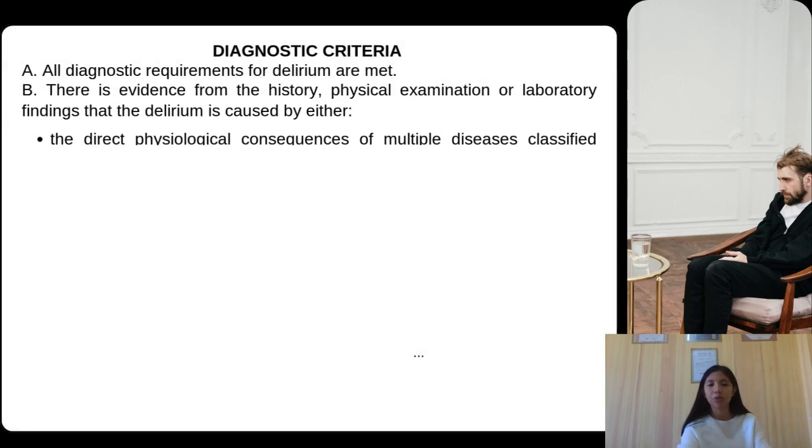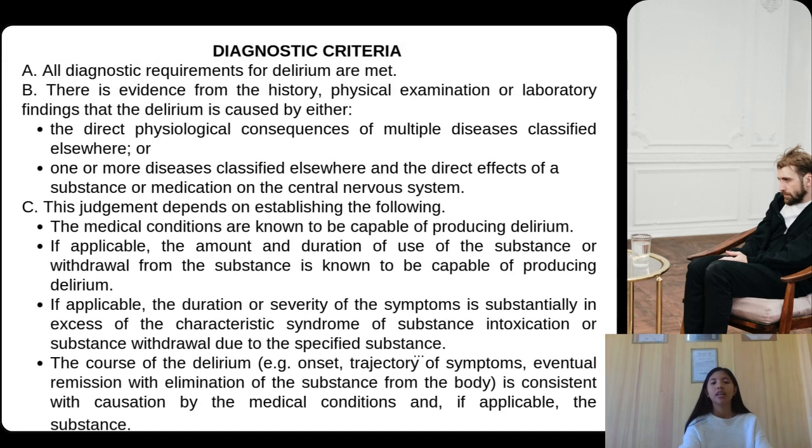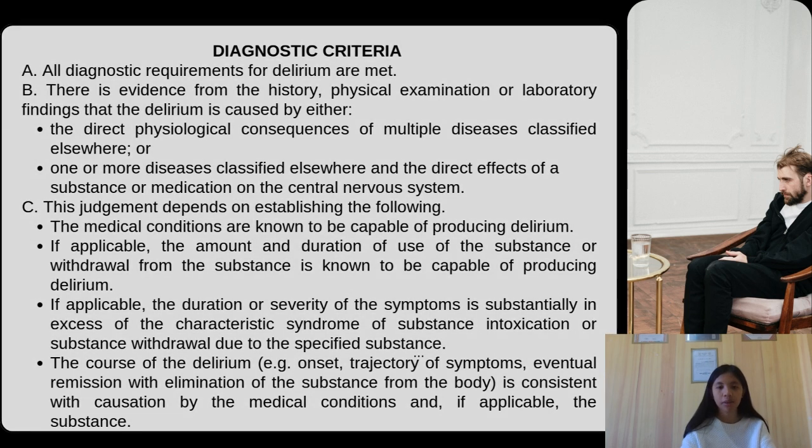So what are the diagnostic criteria under these? Letter A, again, all the diagnostic requirements for delirium are met. Letter B, again, there is evidence from the history, physical examination, or laboratory findings that the delirium is caused by either the direct physiological consequence of multiple diseases classified elsewhere, or one or more diseases classified elsewhere and the direct effects of a substance or medication on the central nervous system.